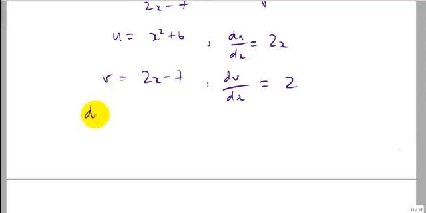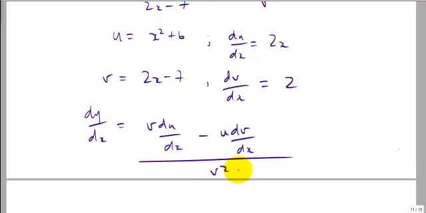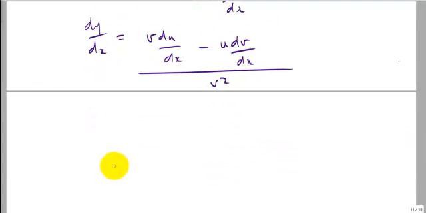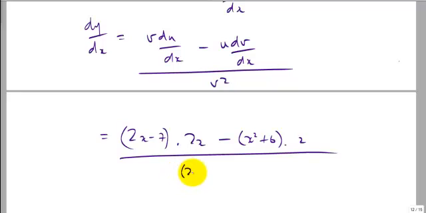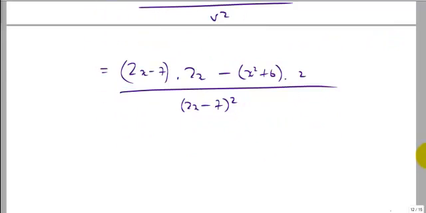So use our formula again. dy by dx is equal to v du by dx minus u dv by dx, all divided by v squared. So plug the values in, and if you do that, you get 2x minus 7 times 2x minus x squared plus 6 times 2, all divided by v squared, and v is equal to 2x minus 7, so v squared is 2x minus 7 all squared. And that's it. Done, essentially.